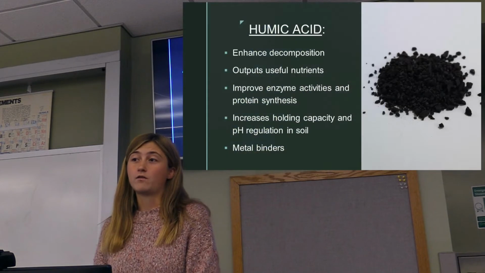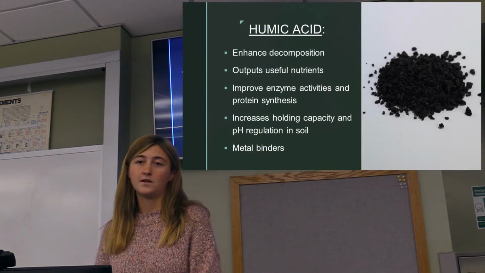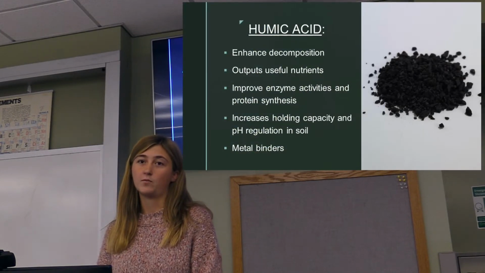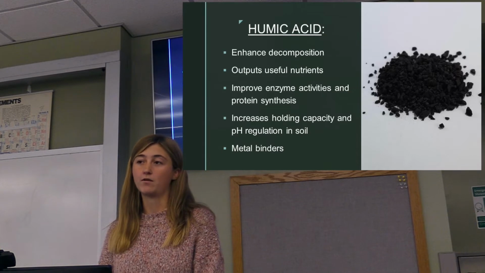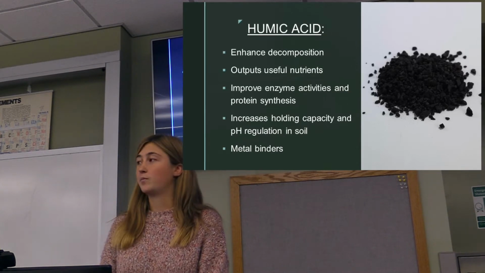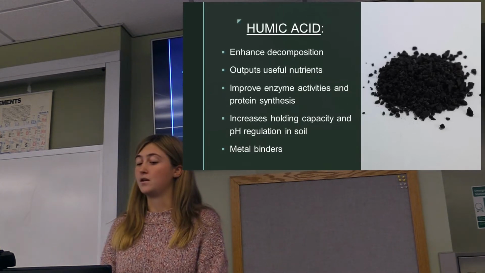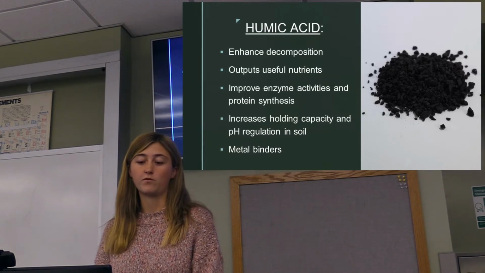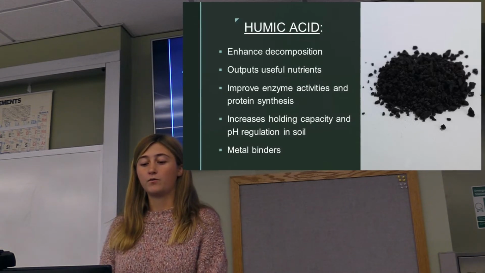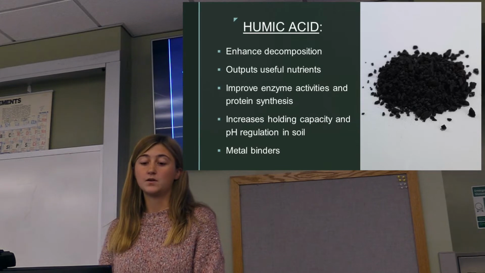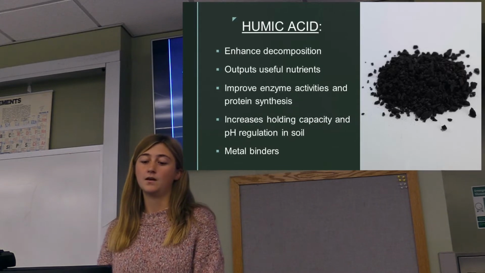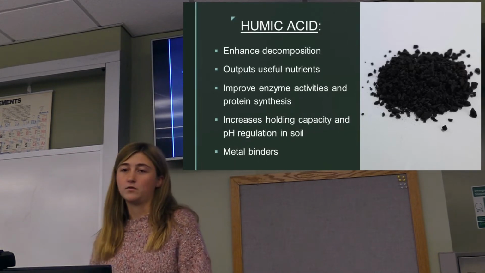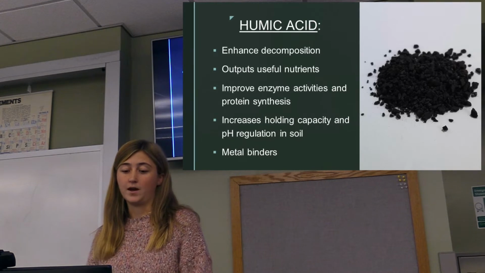Humic acid is another important compound. It enhances decomposition in the soil, so that helps get extra nutrients from the organic matter in the soil. And it also outputs useful nutrients that the plant can use. It produces usable forms for them. And it also improves enzyme activities and protein synthesis, which is important in getting all of those nutrients and using them throughout the plant body.